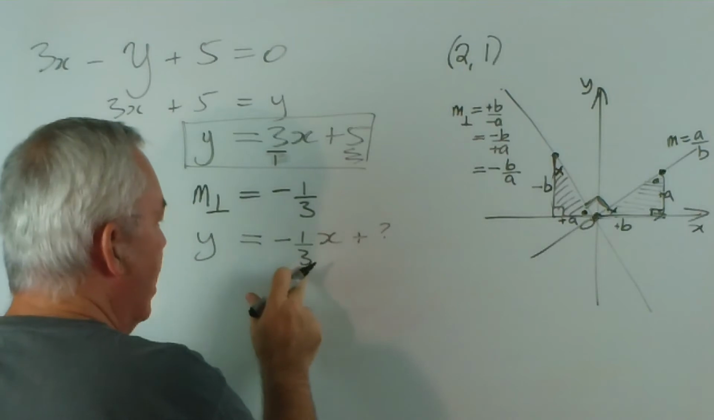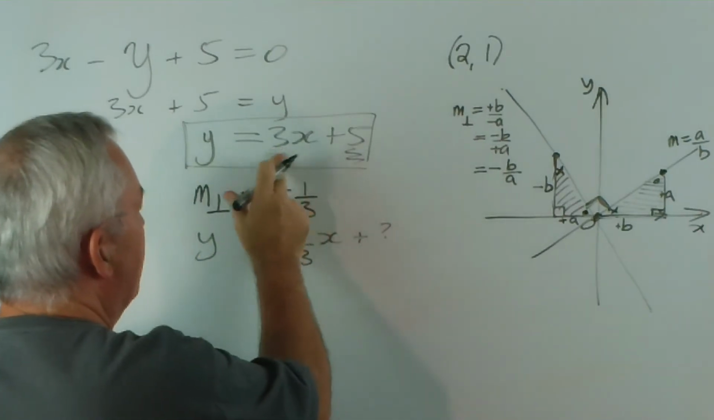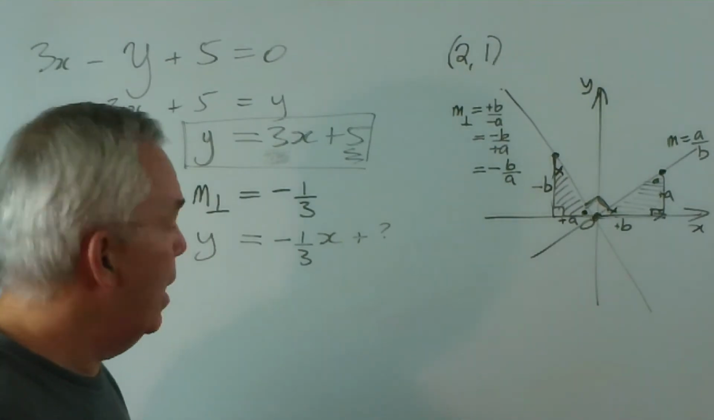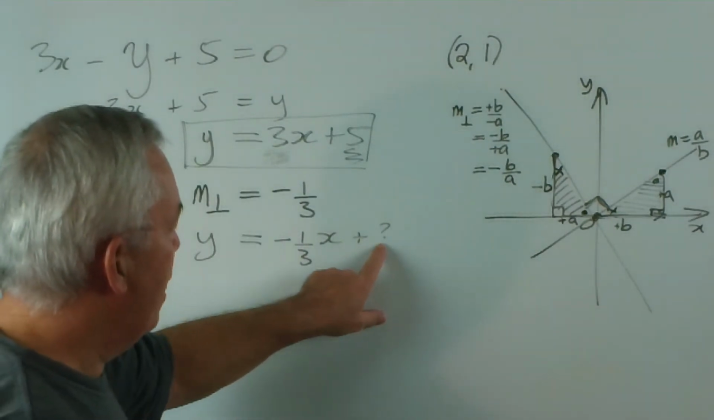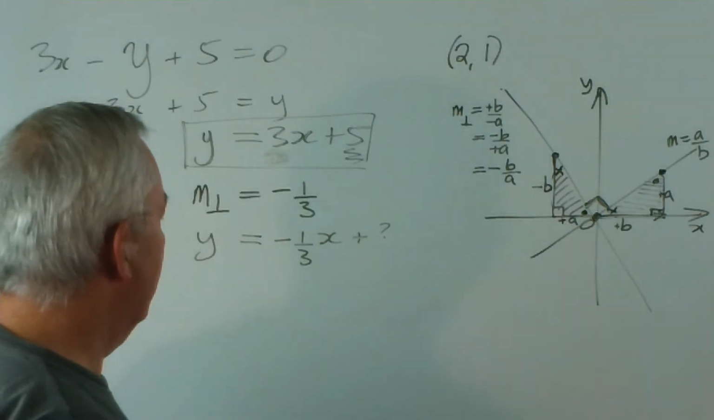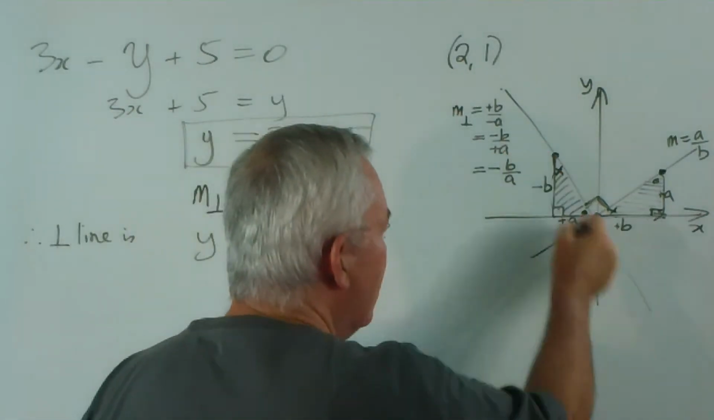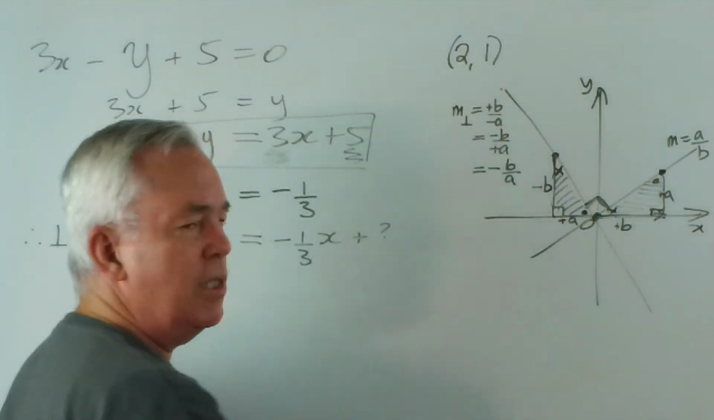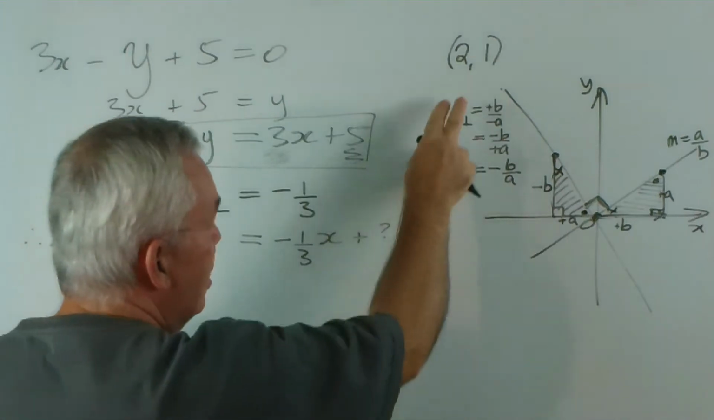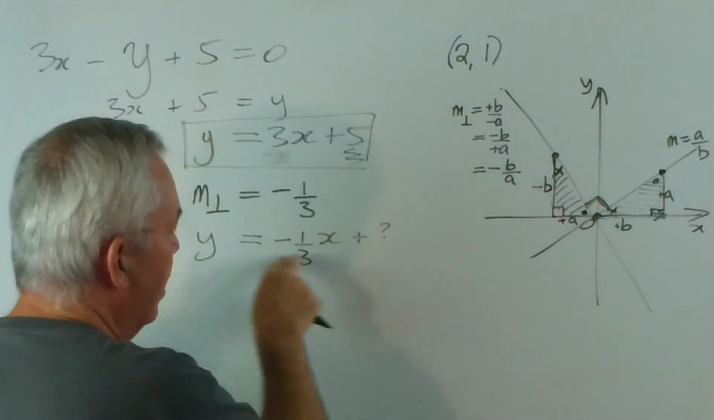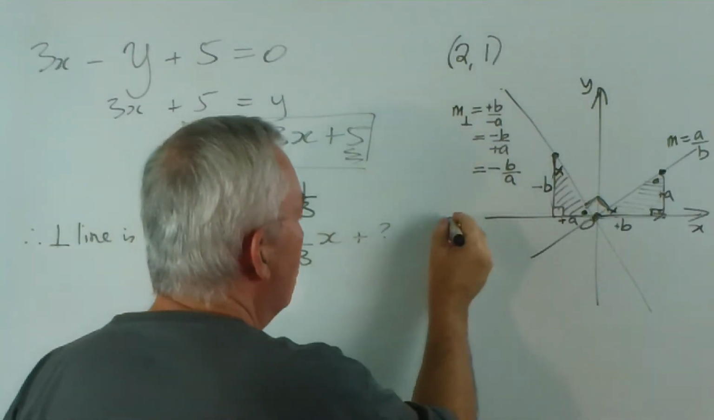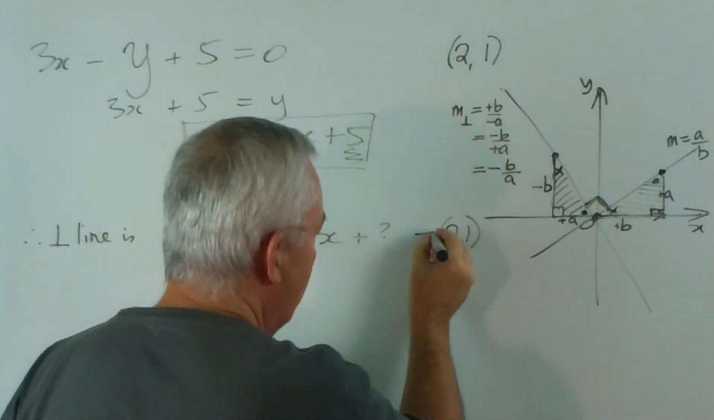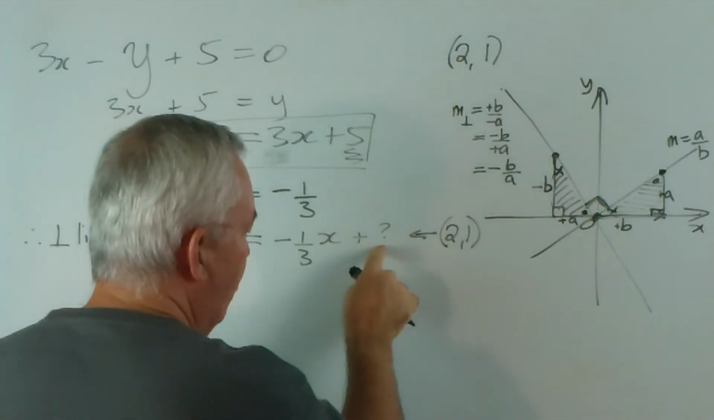This line with that gradient is perpendicular to this line with that gradient. All that remains is to find this point. Now how do we find it? Well, we would have an infinite number of perpendicular lines, but we wanted to go through this point. And if it goes through this point, then this point must satisfy that equation. So we will substitute those coordinates into the equation and find this question mark.